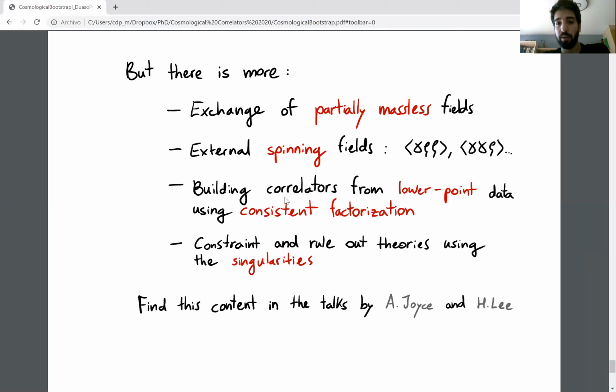We have also built correlators from lower point data in kind of a recursive way, using the consistent factorization of these correlators in some limits. And also using limits and knowledge about the singularity structure, we have constrained and ruled out theories. So if you want to know more about these three last points, I recommend you to see the talks by Austin Joyce. It will be a recorded talk, and the talk by Hayden Lee, which will be live during the second day of the workshop.